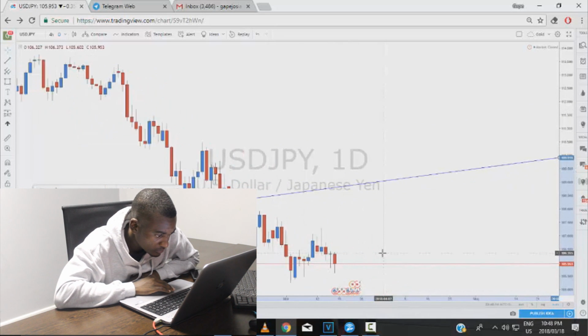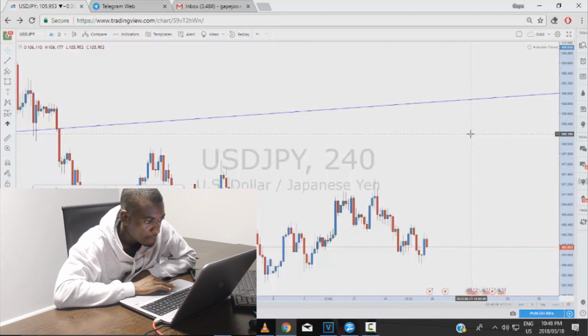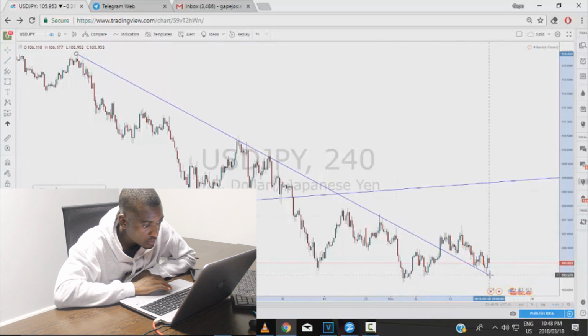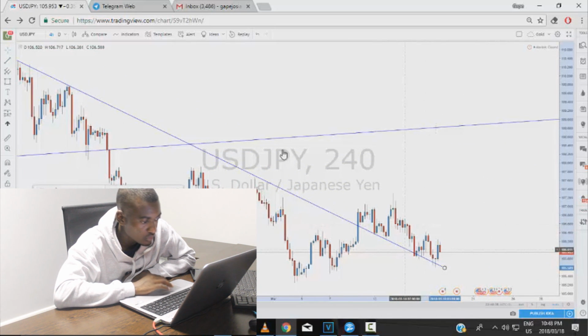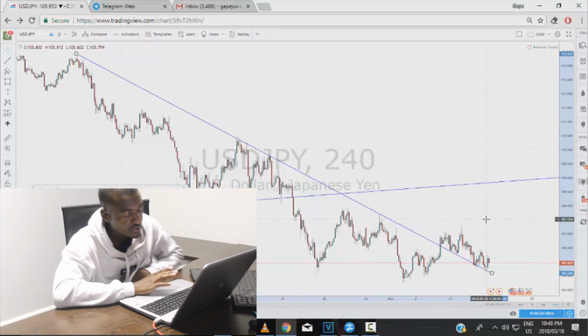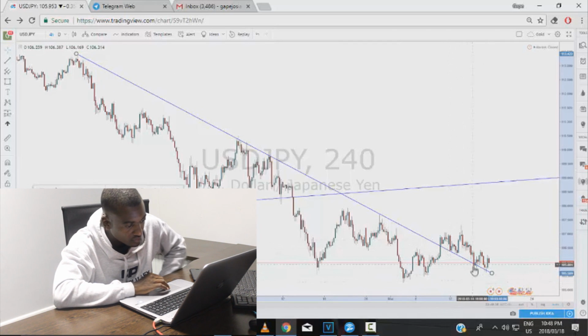Okay, so now let's see what I'm talking about. Let's get on the 4 hour. I remember seeing this type of trend line. So we have this trend line that's been holding ever since the beginning of the year, and price is sort of around support right now.